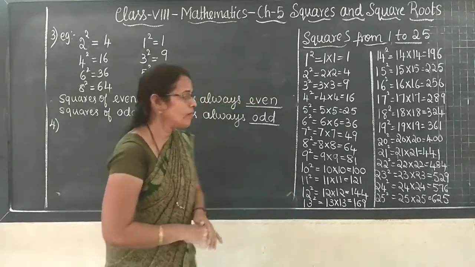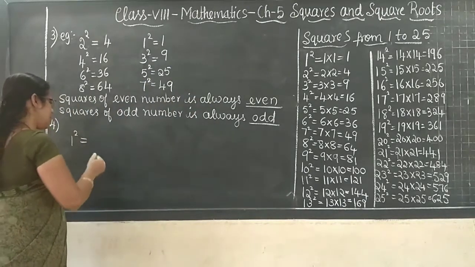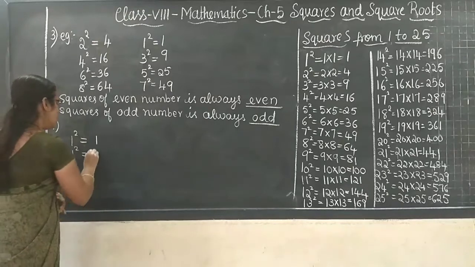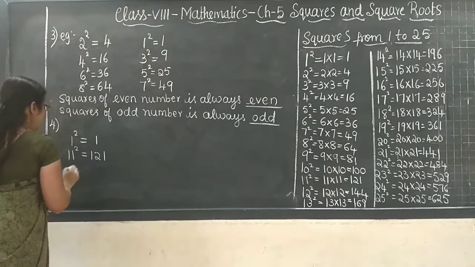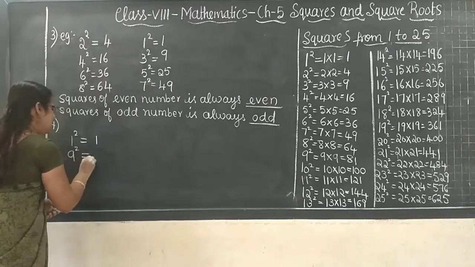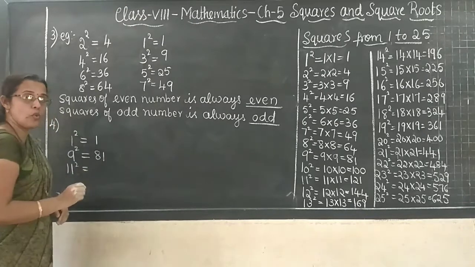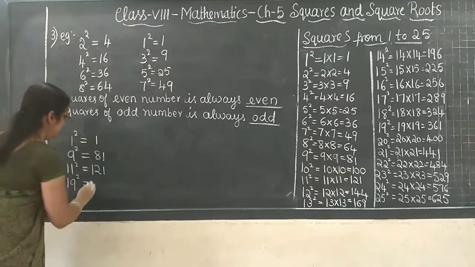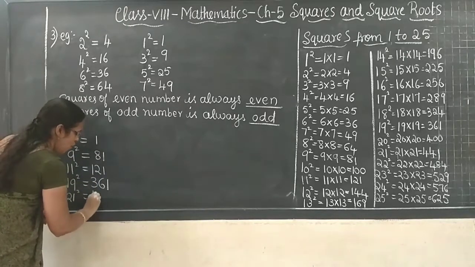What does it say? Let us take the square of 1. 1 square is 1. Yes? 11 square we take. 11 square is 121. Yes? Then 9 square we take. 9 square is how much? 81. 11 square is 121. 19 square is 361. Okay, so 21 square is 441.